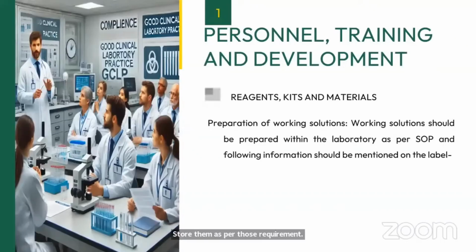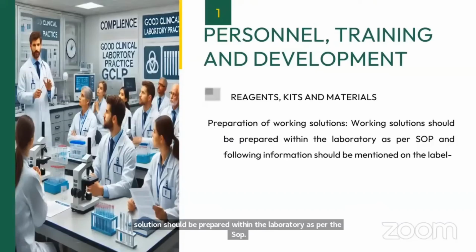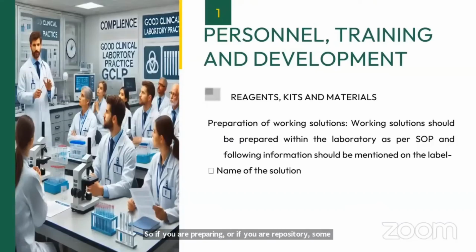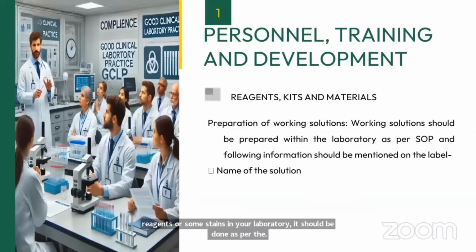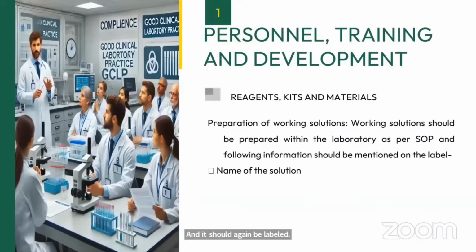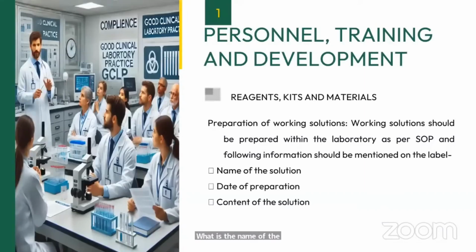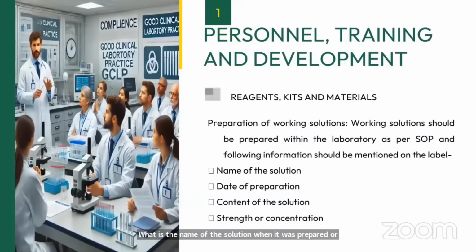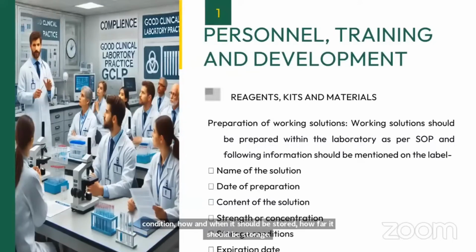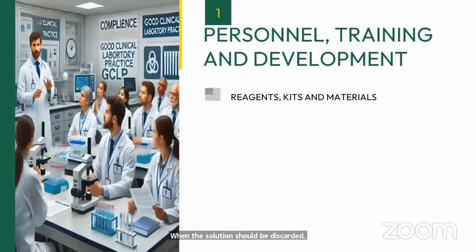Then preparation of the working solution. Many times some reagents or chemicals we prepare in our laboratory. So the working solution should be prepared within the laboratory as per the SOP. If you are preparing or reconstituting some reagents or stains in your laboratory, it should be done as per the SOPs and it should again be labeled. Now, what should the labels for the working solution include? Name of the solution; when it was prepared or reconstituted; what it contained, the content of the solution; strength or concentration, whether normality, molarity or any percentage, should be mentioned on the label. Storage condition, how and when it should be stored. Expiry date, that is, when the solution should be discarded. So the expiry date also should be mentioned.